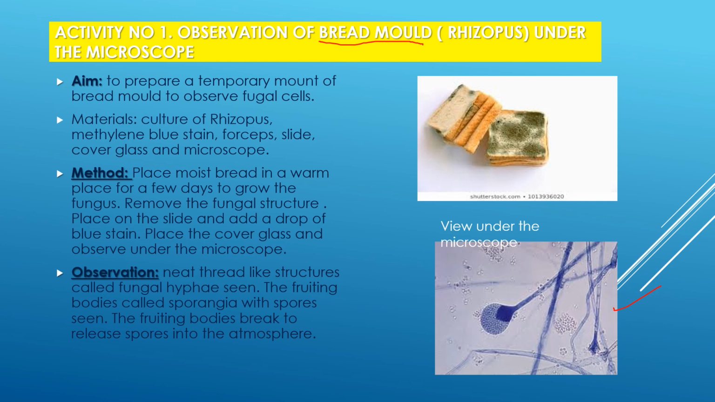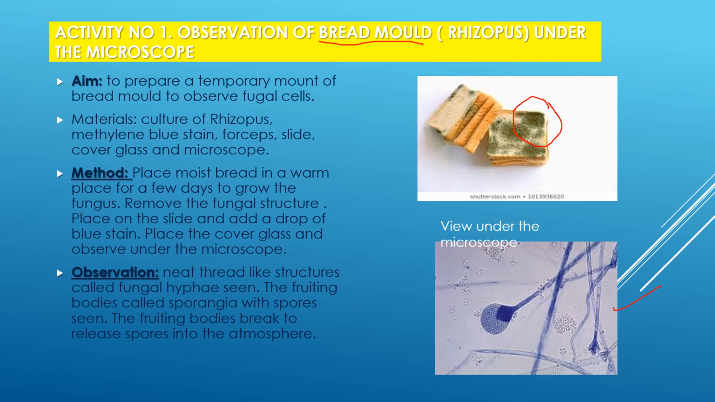So the aim is to prepare a temporary mount of bread mold. You have to take bread, sprinkle some water on it and leave it aside for a few days in a warm, moist area. You will find that there is first a white colored cottony growth on top of the bread. Later on, it starts developing spores and it turns either black, green or brown in color. This must be a common observation you must have seen in your life.